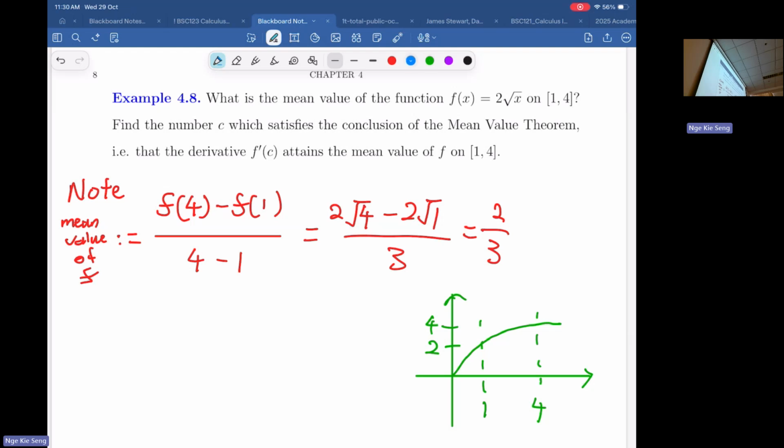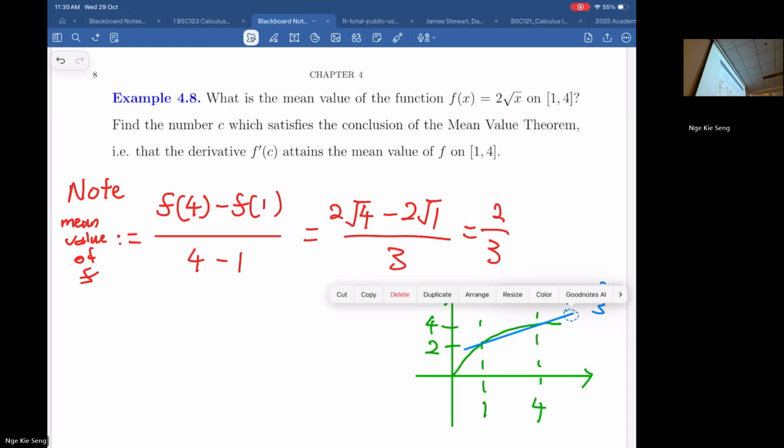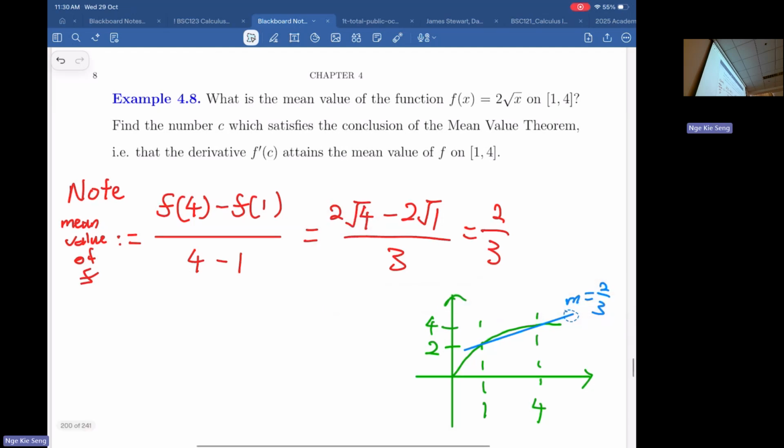The point here is you found the mean value, meaning you found the gradient of the secant here. So this one has the gradient m equals 2 over 3. Let's use m. The point here is to find a c, such that the derivative is the same as this 2 over 3.